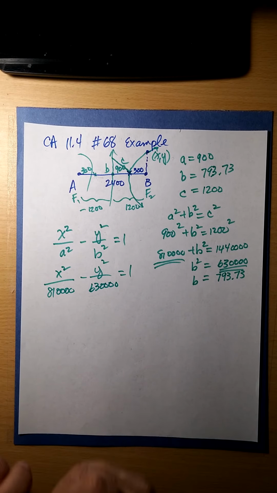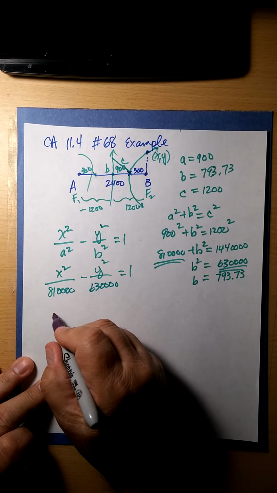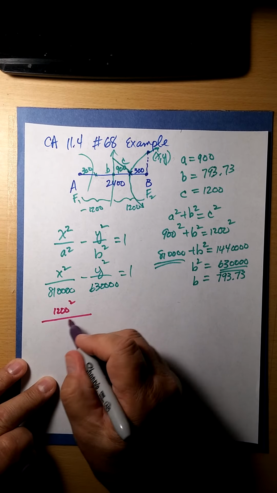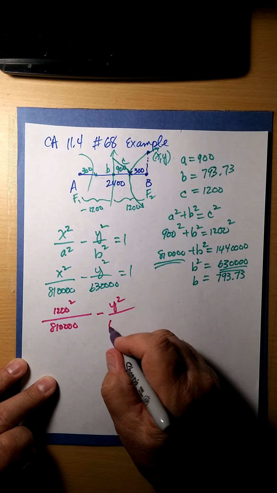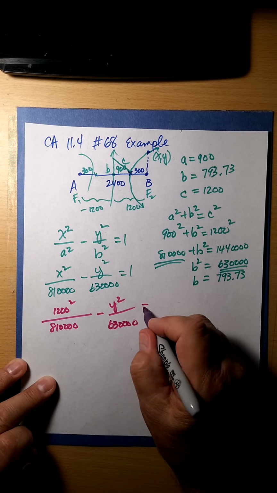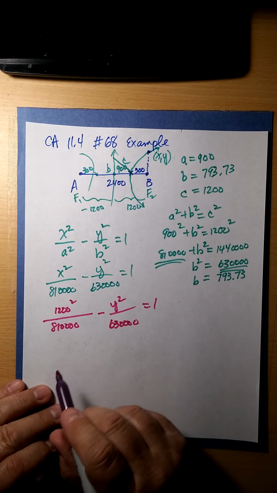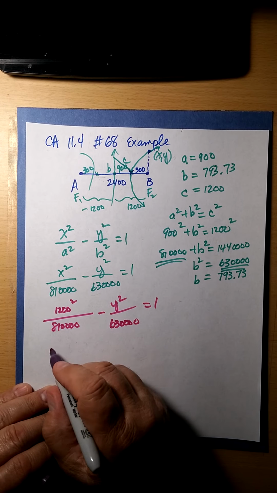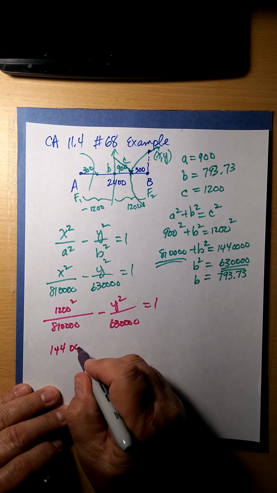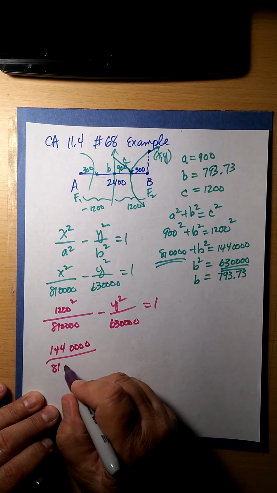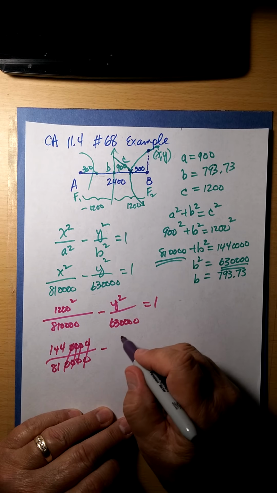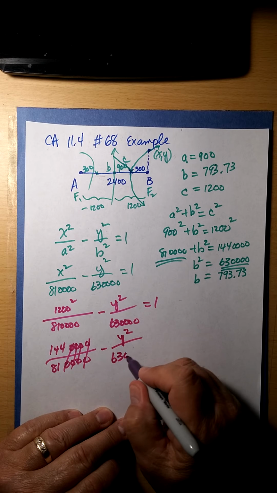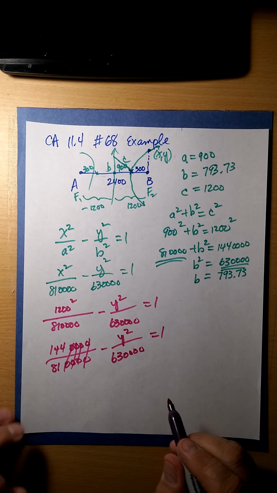We know what that x has got to be when we plug that in. So you plug in the 1200, square it. 81 with 4 zeros. 63 with 4 zeros equals 1. If you start reducing the stuff, because this is 144 with 4 zeros and 81 with 4 zeros, those 4 zeros really can be canceled. Minus y squared over 63 with 4 zeros equals 1.